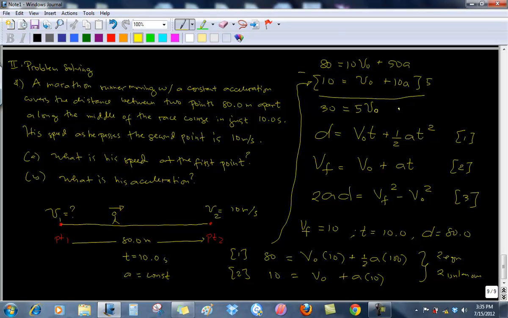Therefore, V0 is actually equal to 30 divided by 5, which is 6. So, 6 meters per second. That's how fast I'm moving, 6 meters per second sa sugod.